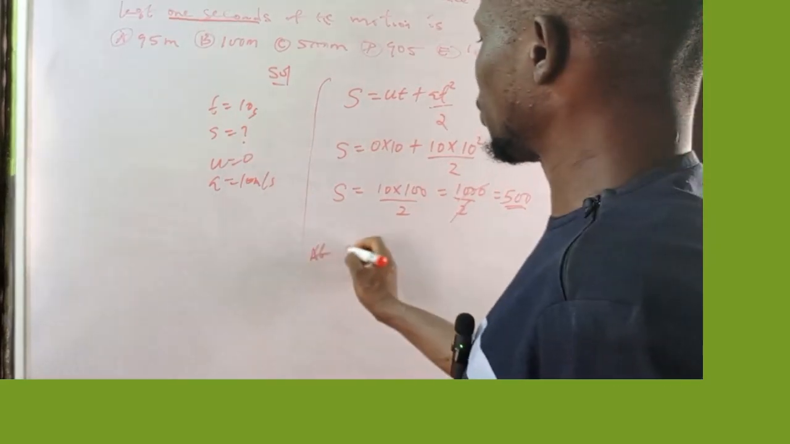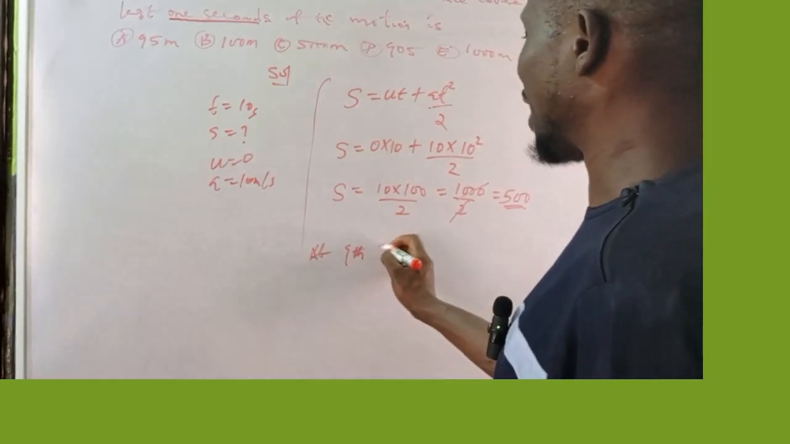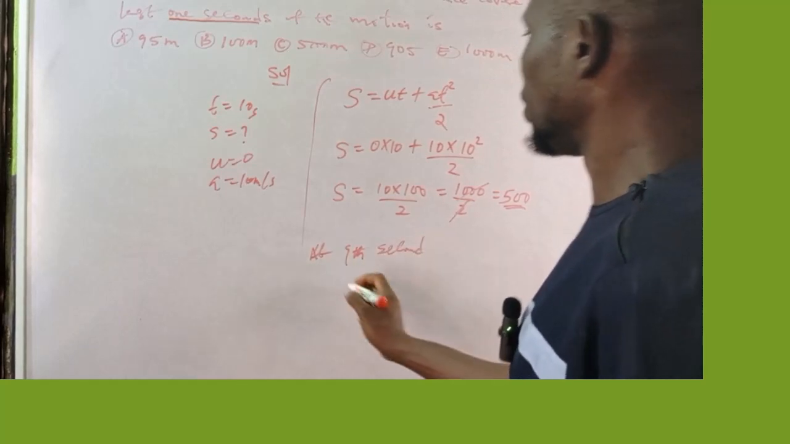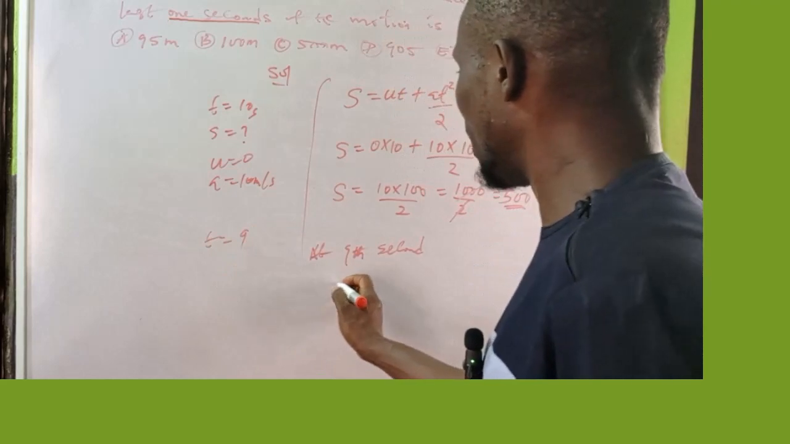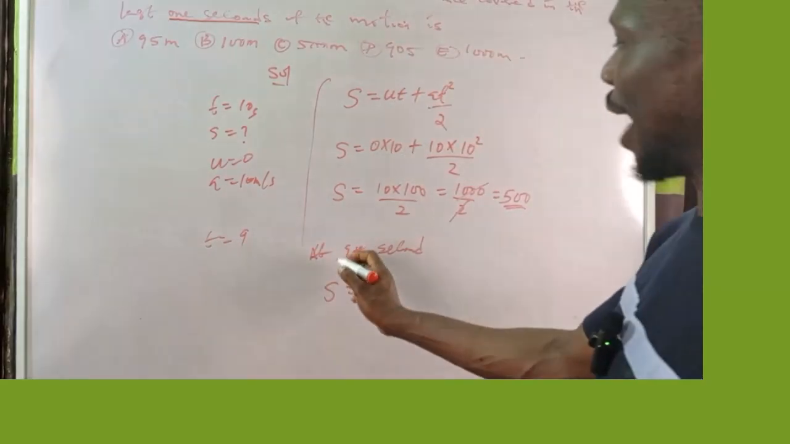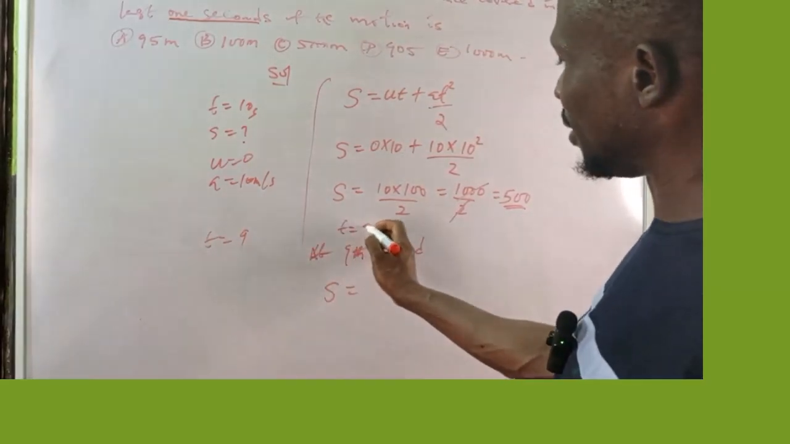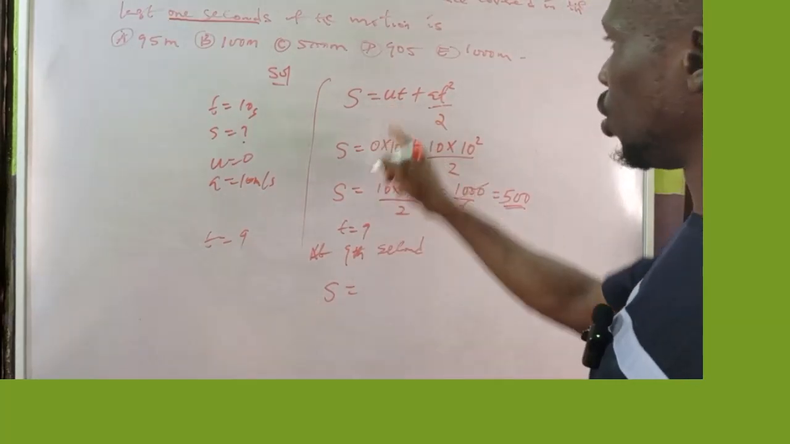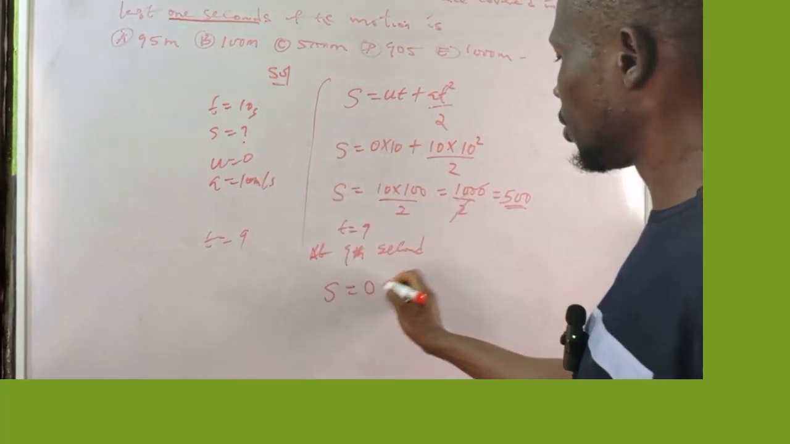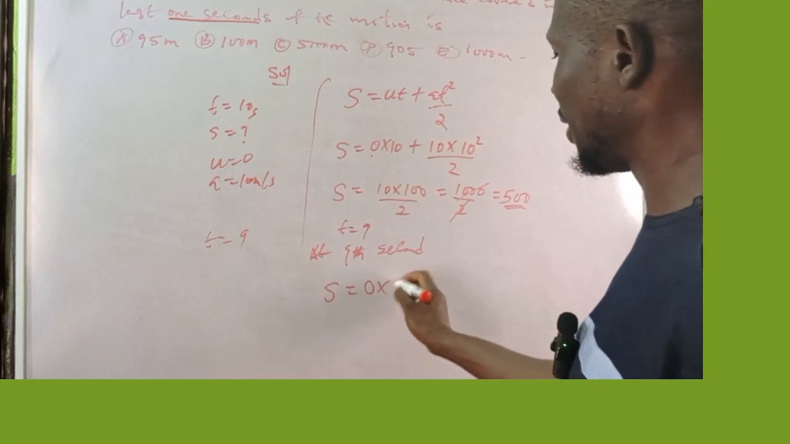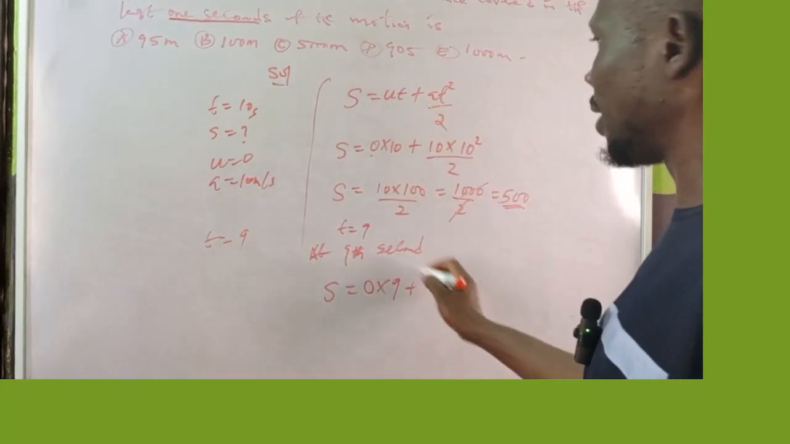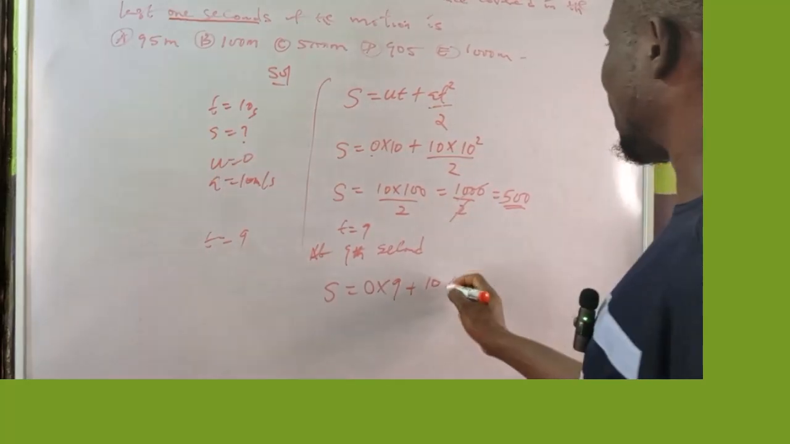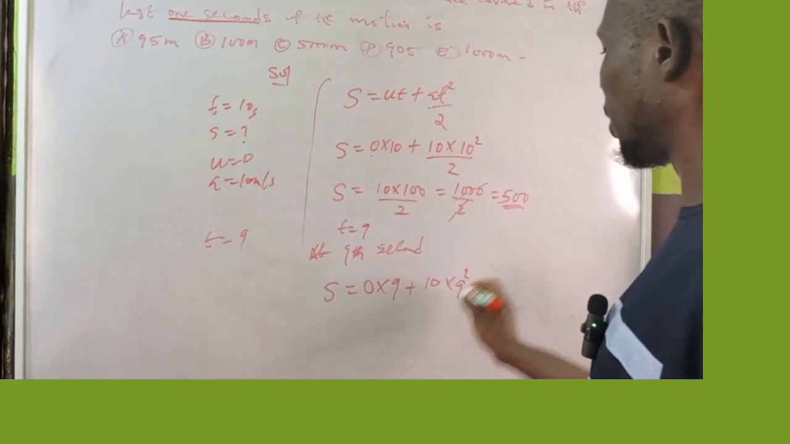At 9 seconds, what's the distance it covered? At 9 seconds of the motion, time is 9, so s equals u, what is u again? u is still 0, times time, which is now 9, plus a, acceleration is still 10, times 9 squared over 2. So what are you going to have?